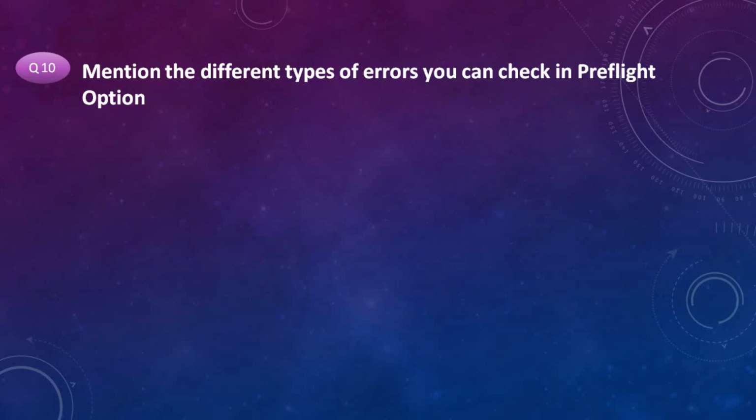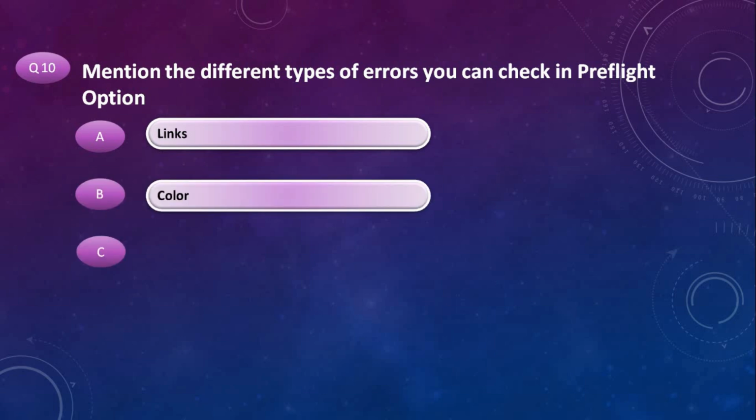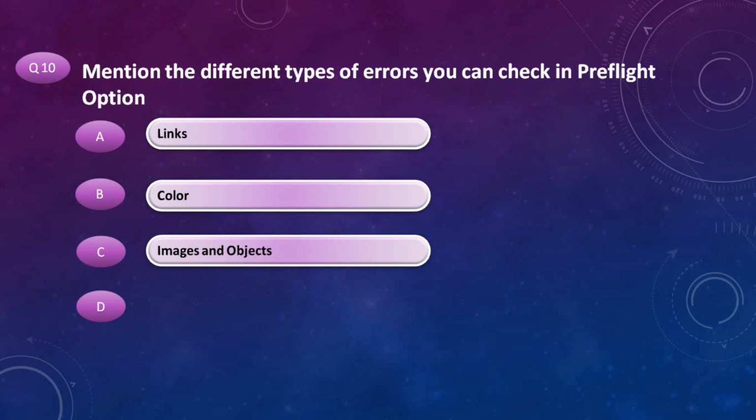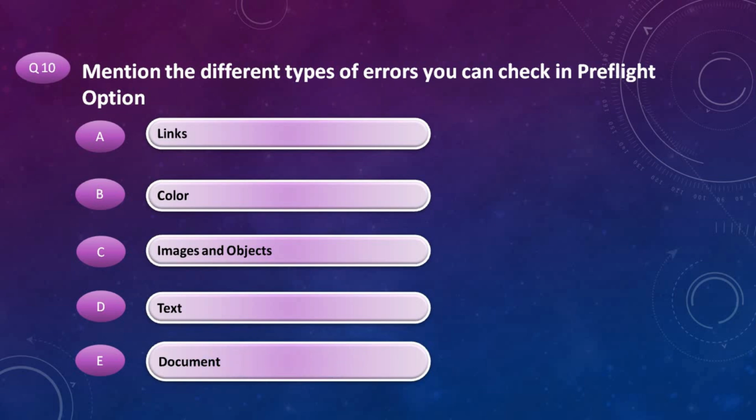Mention the different types of errors you can check in preflight option. The errors that you can check are links, color, images and objects, text and document. So these are the different types of errors that you can check in preflight option.